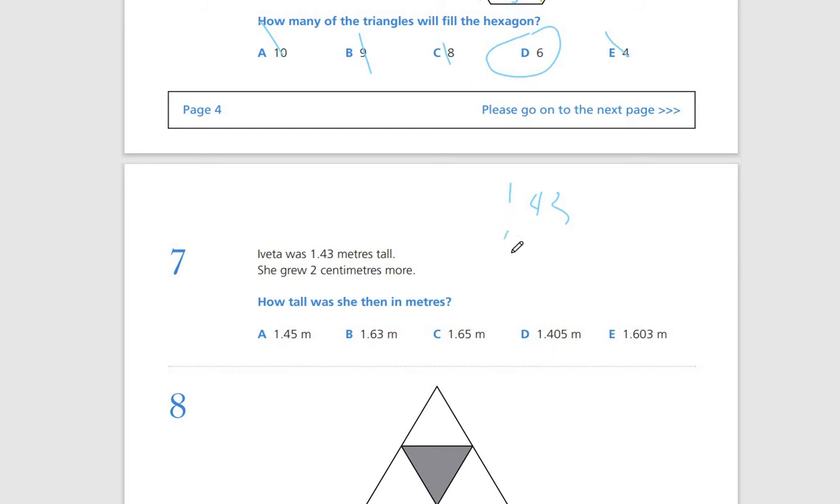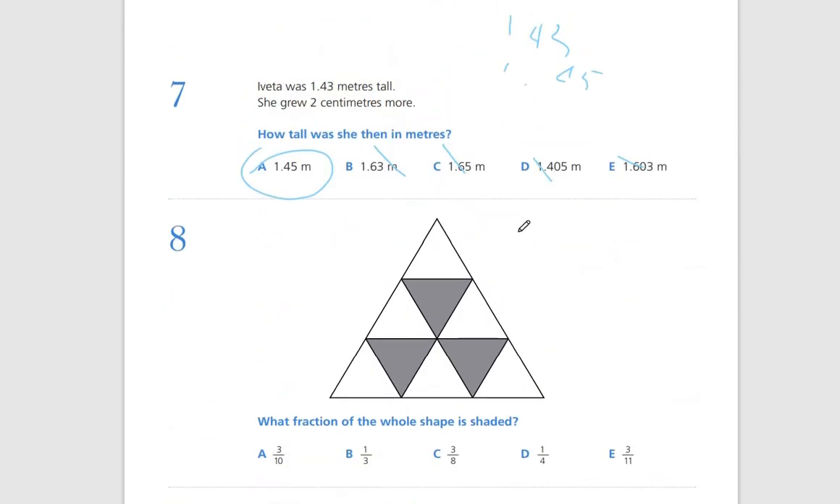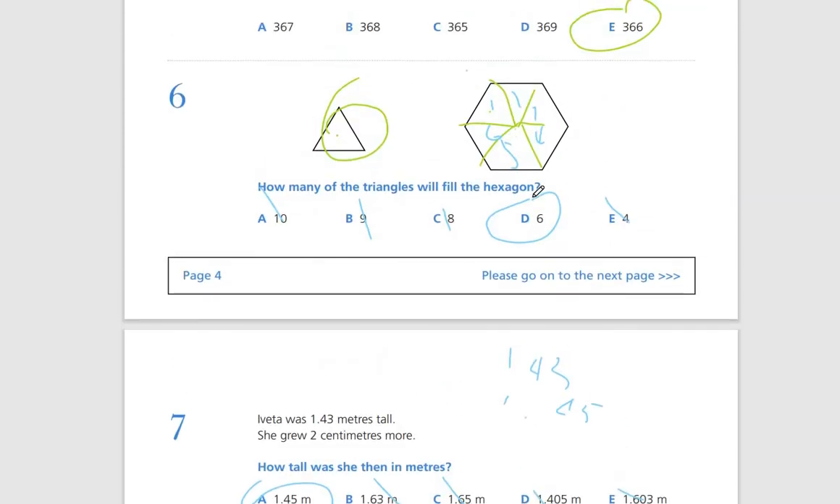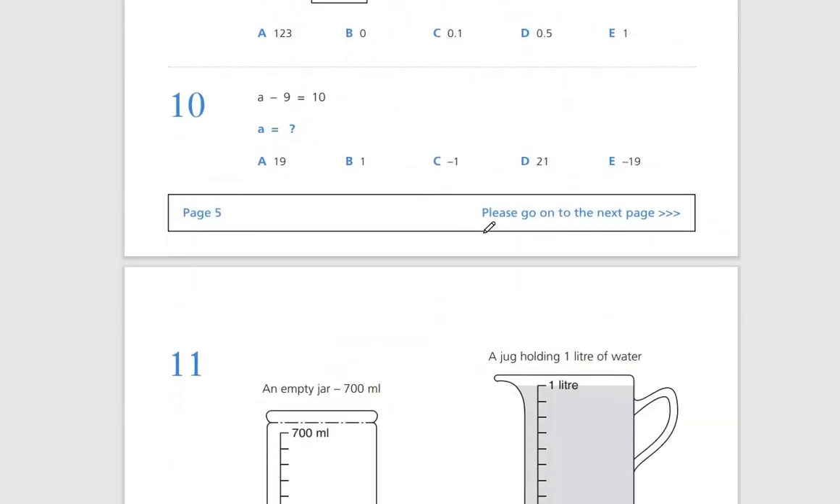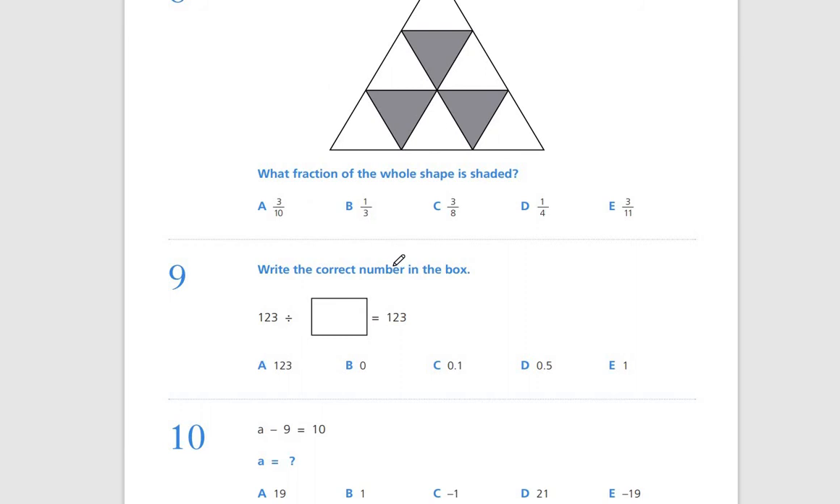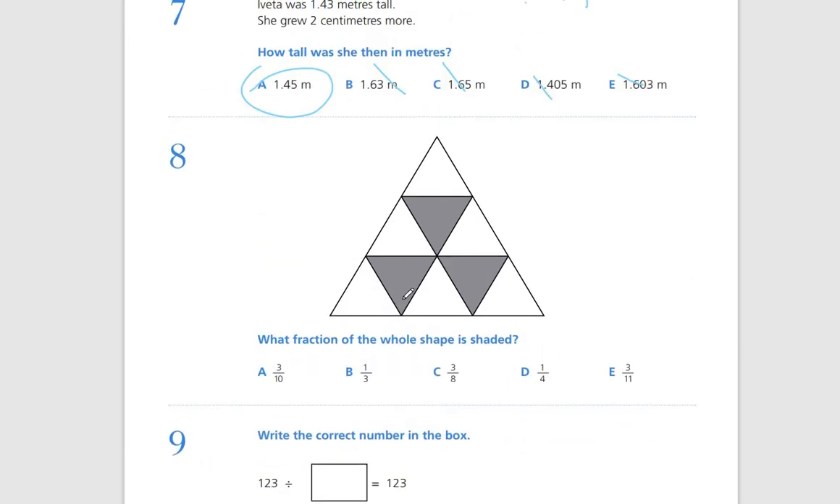And then we divide it by 100, because there are 100 centimeters in a meter. And we get 1.45, so not 1.603, not 1.405, not 1.65, not 1.63, and circle 1.45. You don't need to cross these out, I just want to cross them out because then we won't mistake which ones they are. Now, number 8.